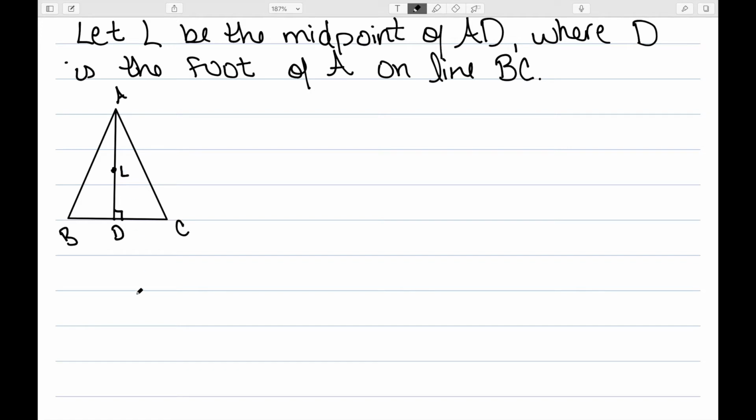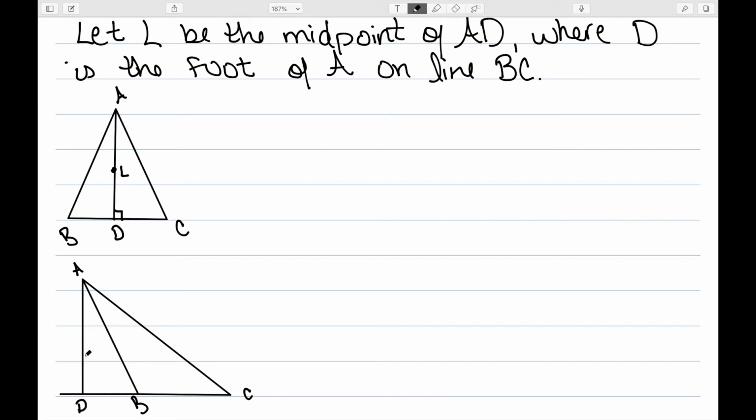And there are two possible cases here. We have a case that looks like this up here, and then a case where it needs to go on the extended segment. So something like this, where we have A, B, C. We need to extend out the side BC and draw our perpendicular down. So that will be point D, and then once again, L will still be the midpoint of this segment AD.